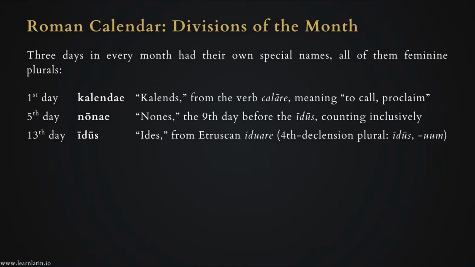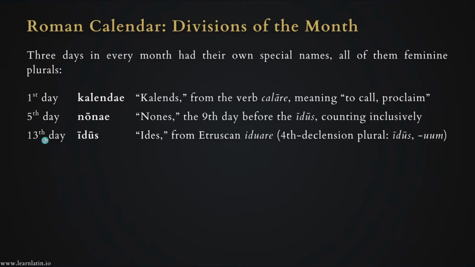And that's the ninth day before the idus. Why nonai? Well, because it's the ninth day before the idus. Okay, it's self-explanatory. Counting inclusively. So you have to count both the idus, the 13th, and the 5th. And then you will have 9 days. All right. If you count exclusively, the math won't add up. But if you count 13, 12, 11, 10th, 9th, 8th, 7th, 6th, 5th, you have 9 days. Okay, you have to count inclusively.